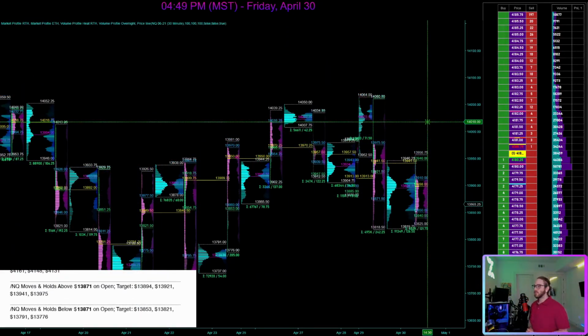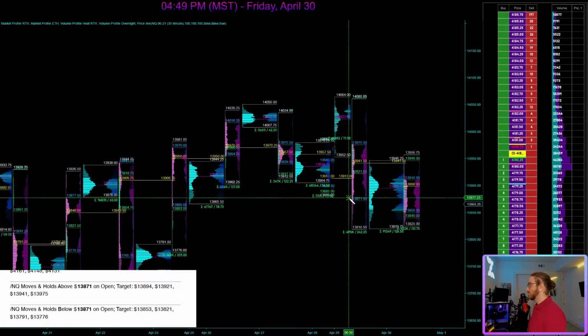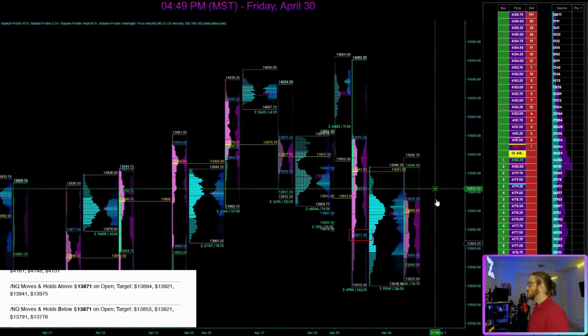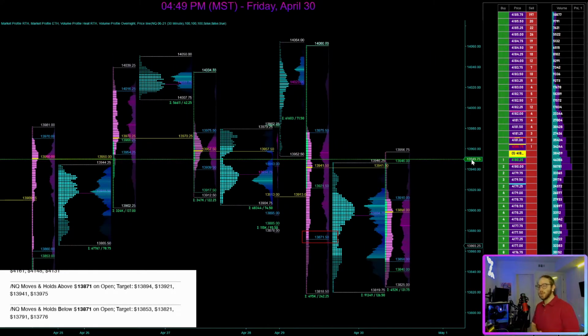All right, so moving into the targets and line in the sand level on NQ, we are going to start with 13,871 as we previously discussed. And NQ was a little bit different. We did have a few more targets hit on NQ, but still fairly small range for what we're used to with NASDAQ futures.